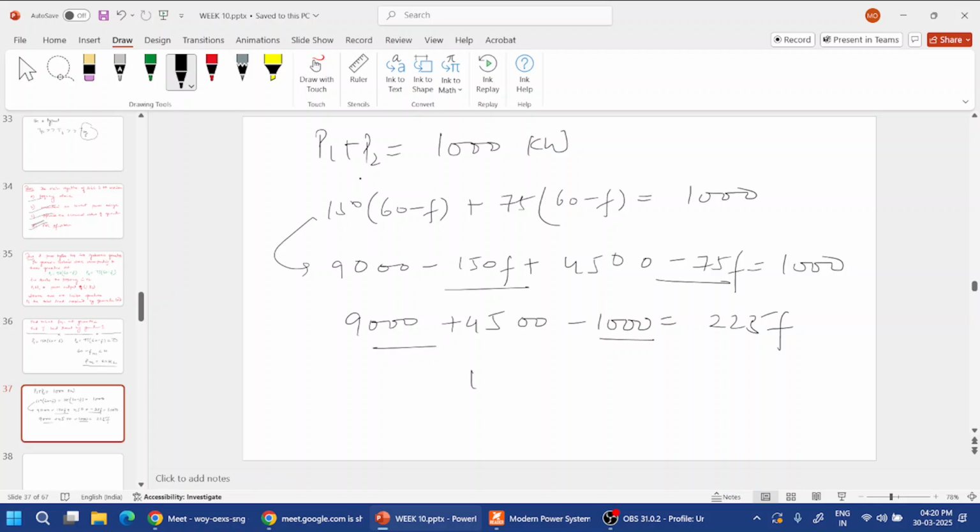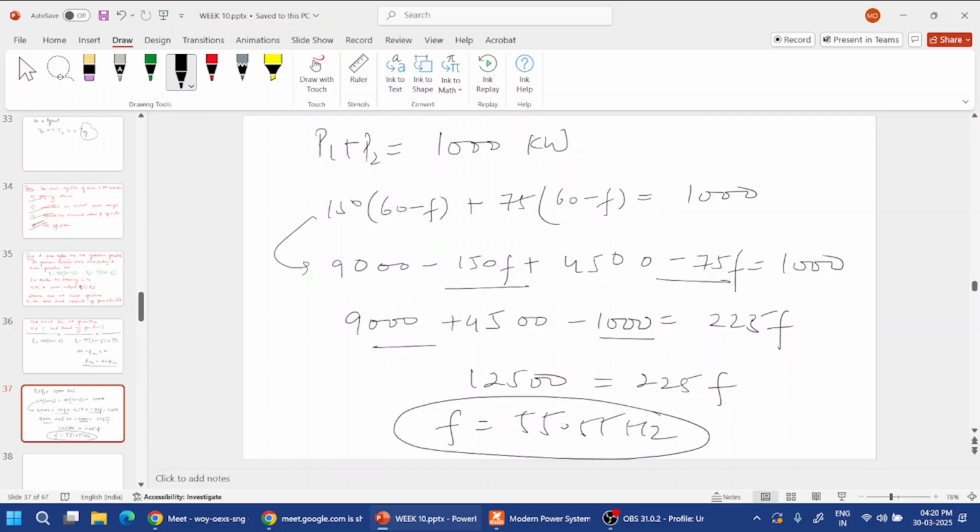This will come out to be 225f, and f is equal to, if we multiply it, the value of f comes out to be 55.5 hertz. So at the full load, the frequency will be this much.